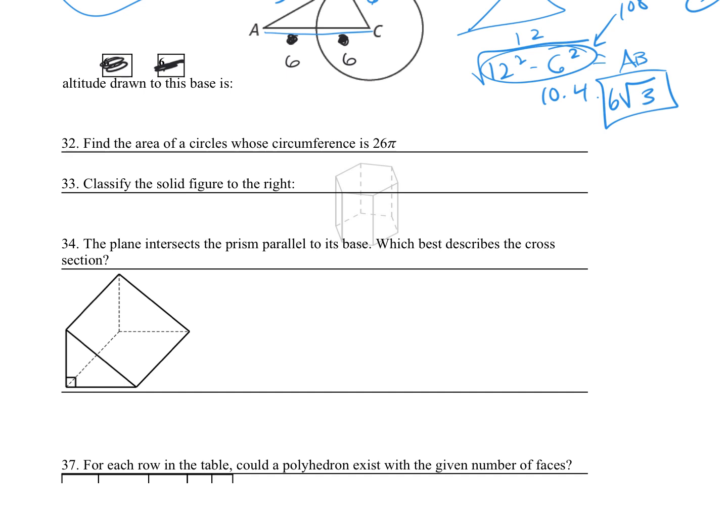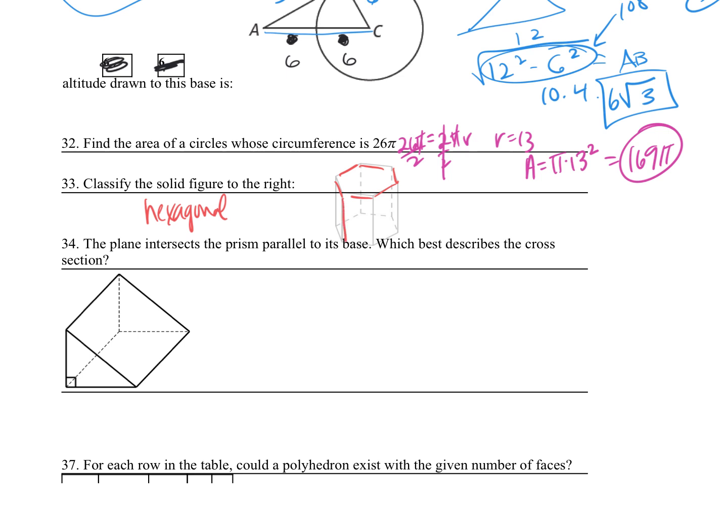So in order to do that, the circumference is 2 pi r. So if I know that my circumference is 26 pi, the pi's cancel, divide by 2, and that means that r is 13. So then the area is pi r squared, and 13 squared is 169. So 169 pi. The solid figure to the right is a 1, 2, 3, 4, 5, 6-sided, so a hexagonal.